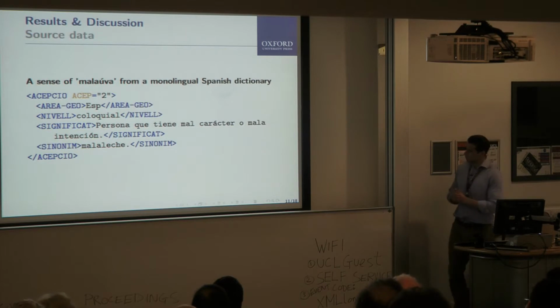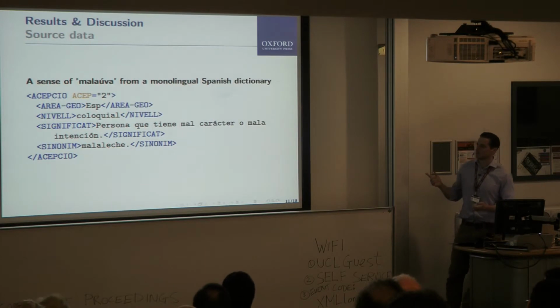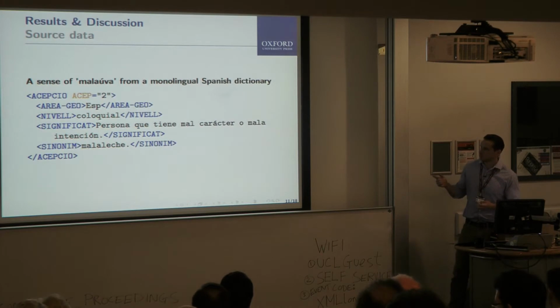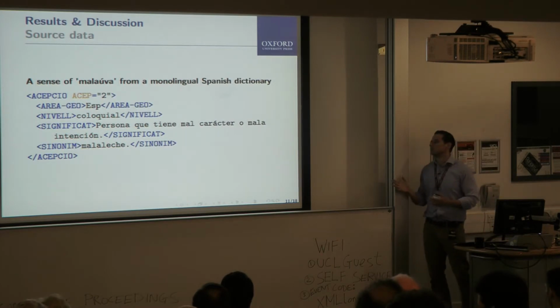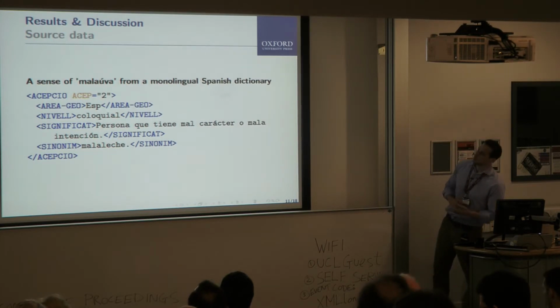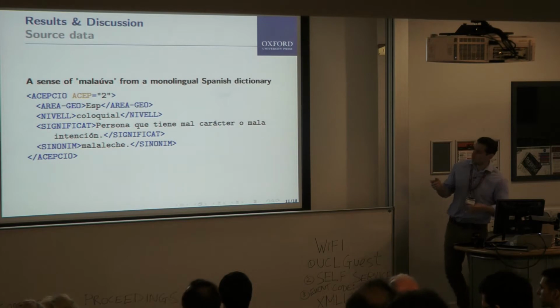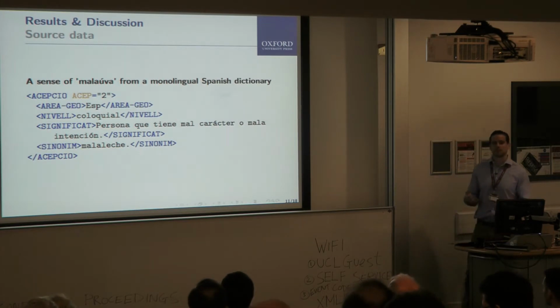So we chose an XML example to keep things simple. This is an excerpt from a Spanish monolingual dictionary we licensed a couple of years ago. As you can see, it's in the partner publisher's data model, so there are Spanish language element names and attributes. This is a sense of the word mala uva, which is like bad egg in English.